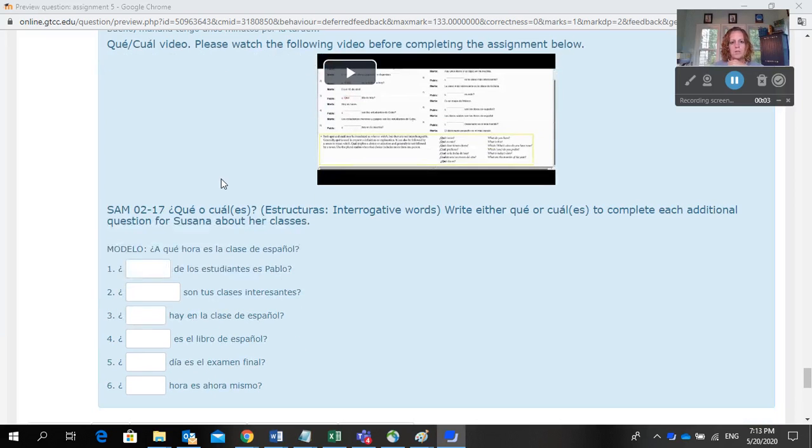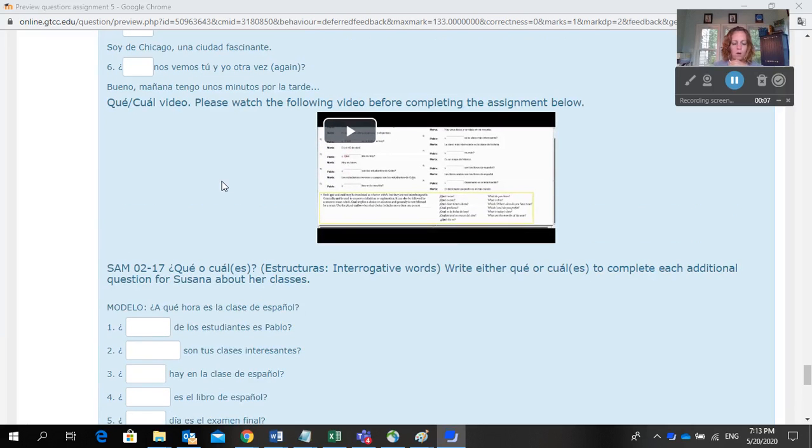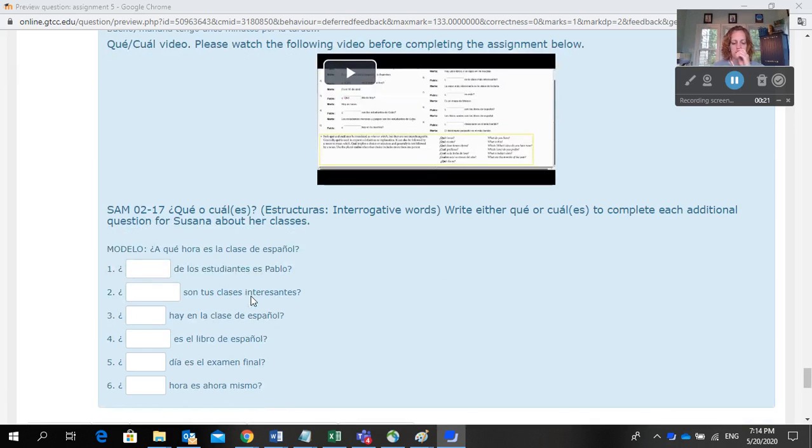Okay, so I'm going to go over how to do SAM 214, qué o cuál o cuáles, estructuras interrogative words. Write either qué or cuál or cuáles to complete each additional question for Susana about her classes. If you don't know the difference between qué and cuál, then please watch this video before attempting this exercise.